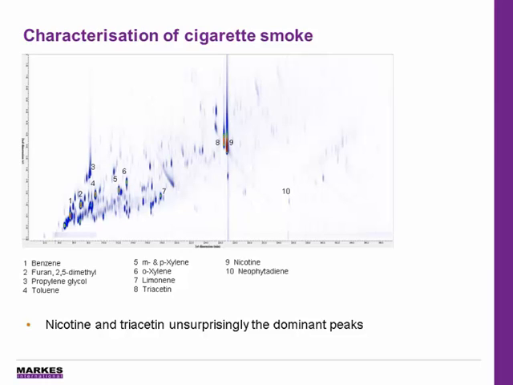Using flow-modulated GC, excellent separation of the volatile and semi-volatile components was achieved. By using the flexible sample loop volume of the Insight modulator, we were able to ensure minimal breakthrough of the extremely high-loading components like nicotine and triacetin that are labelled as 8 and 9 on the slide.